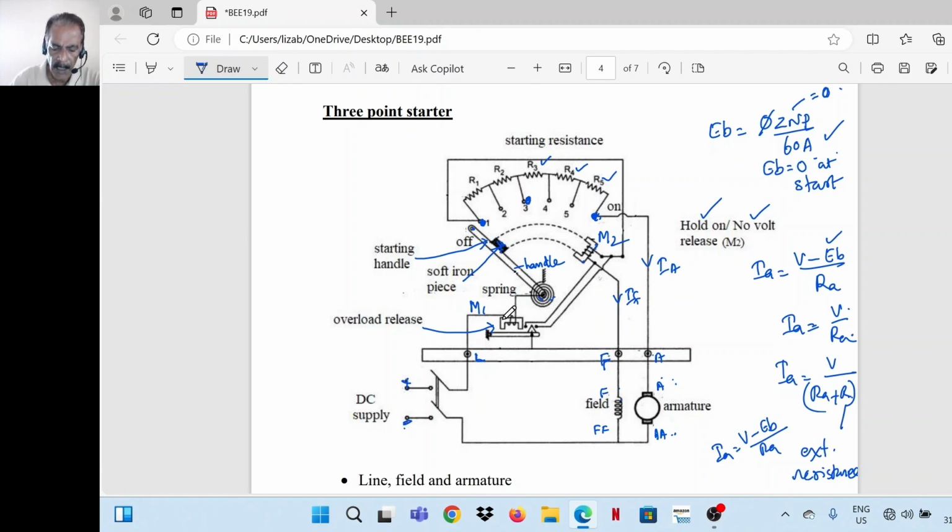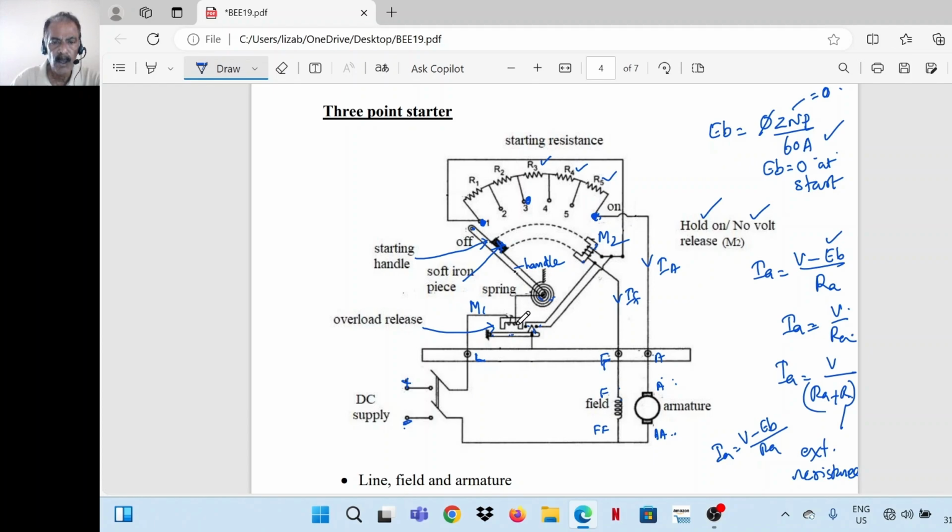Then the magnet M1. So as I told you, the complete motor current passes through M1. So due to some reason, if current drawn by the motor goes above a limit, then what happens is that, see, this is an end piece, this will be pulled up. This will be pulled up towards this magnet and these two terminals are shorted.